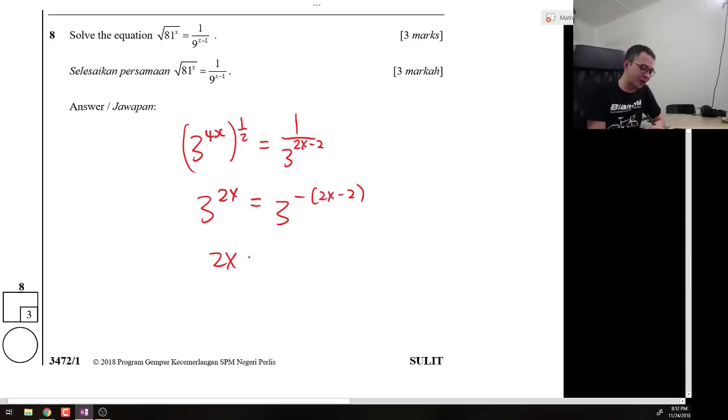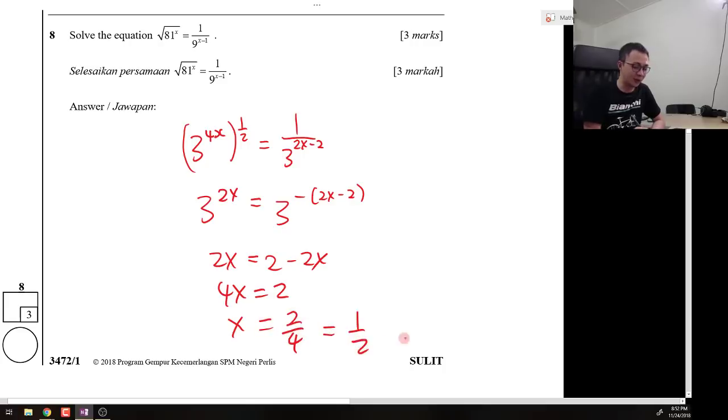Alright, then 2x will equal to 2 minus 2x. 4x will equal to 2. x will equal to 2 over 4, which is 1 over 2. Right, this indices question is very easy.